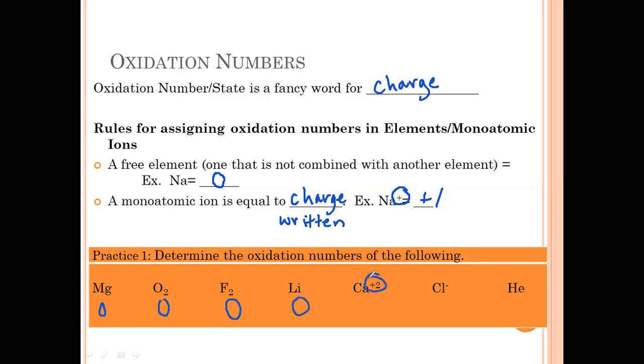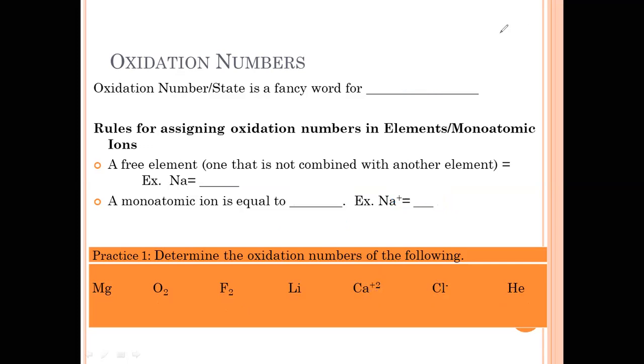Calcium, we have a monoatomic ion because the charge is written, so it's +2. Chlorine, a monoatomic ion because it has a charge. It's negative, which means -1. And then back to helium, where we have a free element is 0. Okay, so let's do some compounds.